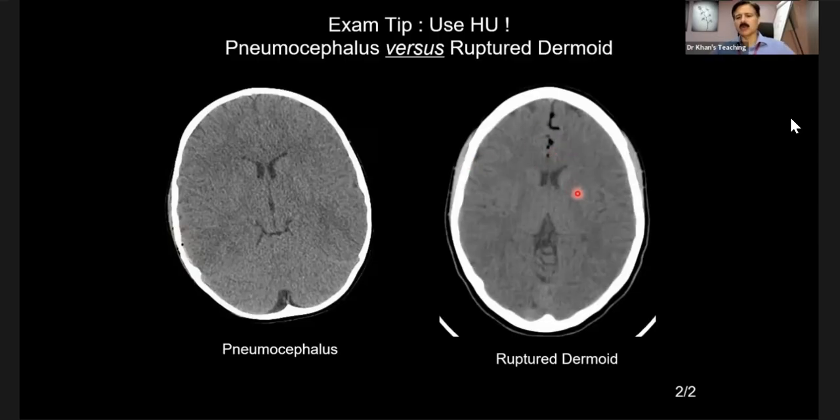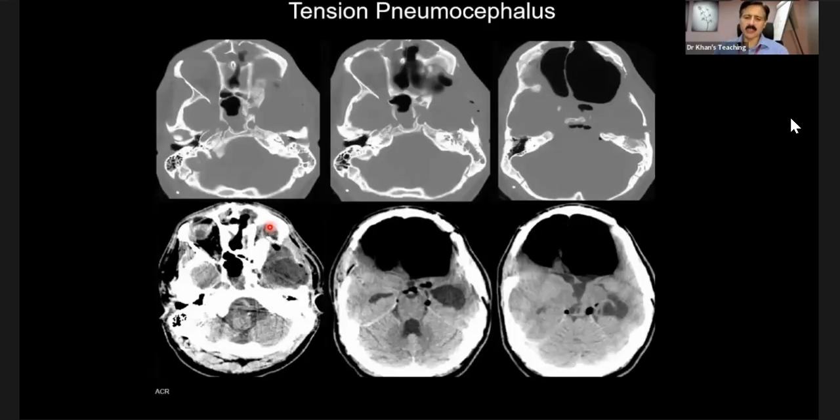This was a ruptured dermoid. Fat will have a density anywhere between about -50 to -100. This will be minus a few hundreds, like 600, 700. Pneumocephalus, I'm just showing you, all of you know what pneumocephalus is. Pneumocephalus sometimes can cause pressure effects also. In this case, if you see here, there are a lot of base of skull fractures, and there is so much air that it is causing a bit of pressure effects here. And look at the word tension pneumocephalus. You have seen tension pneumothorax, but this is pneumocephalus.